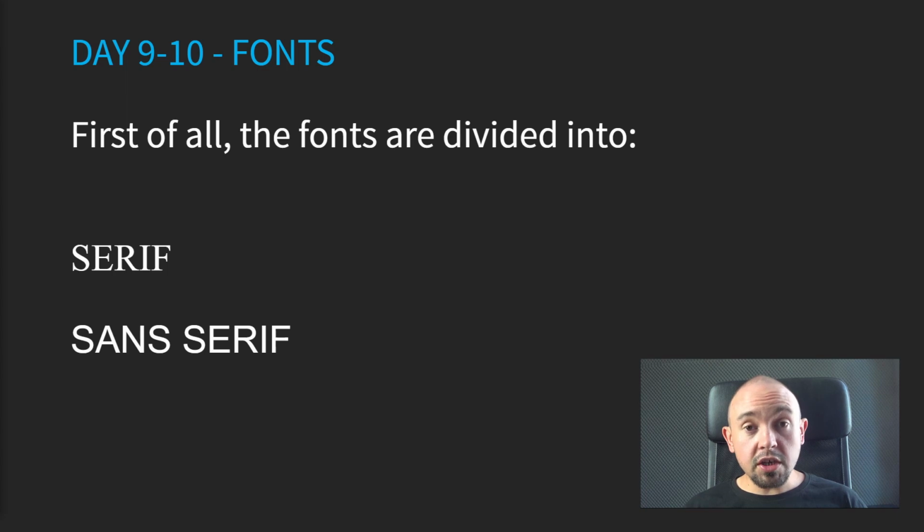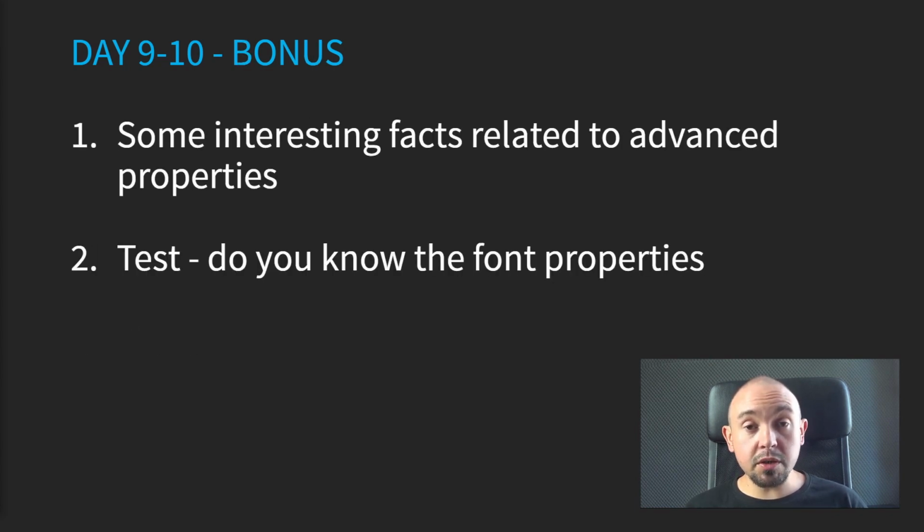In this section, we talked a lot about fonts and their properties. We also explained the difference between serif and sans serif fonts. Serif are decorative fonts with additional ornaments at the ends of the letters, suitable for printing. Sans serif fonts are usually simpler, easier to read on screens, and therefore better for websites. Today, in the bonus material, we will learn some interesting facts related to the advanced properties of text. And then we will do a quick test and check if you already know the CSS properties for fonts and text in general on the website.